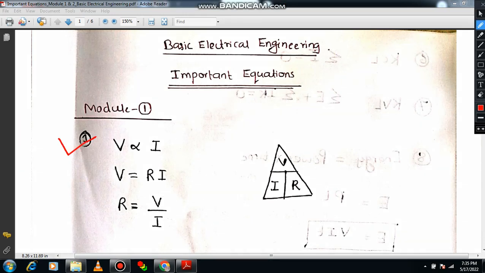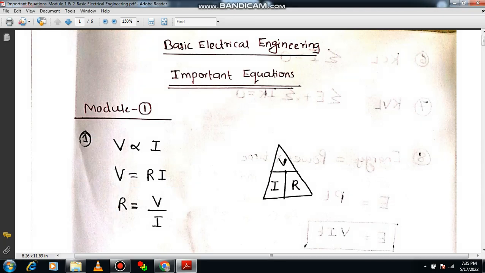First one is related to Ohm's law. According to Ohm's law, V is directly proportional to I. Voltage is directly proportional to current. So voltage is equal to a constant, that is called a resistance, into I. Therefore, resistance can be calculated by using the equation R is equal to voltage divided by current. You can represent the same thing with the help of an Ohm's triangle. Voltage, then I into R. That means V is equal to I into R, or V by I is equal to R, or V by R is equal to I.